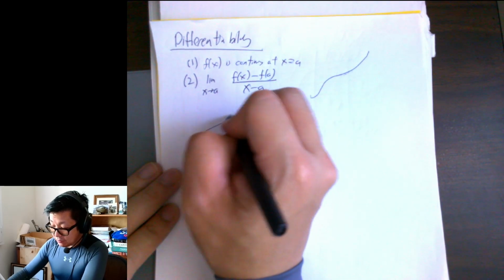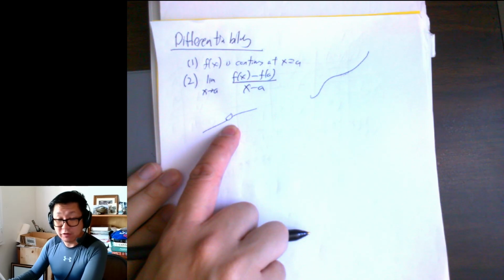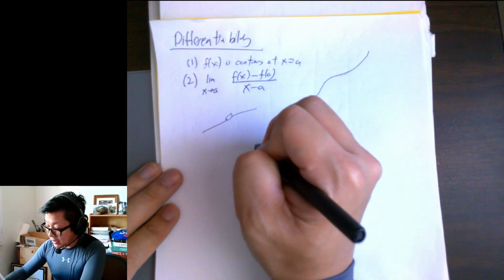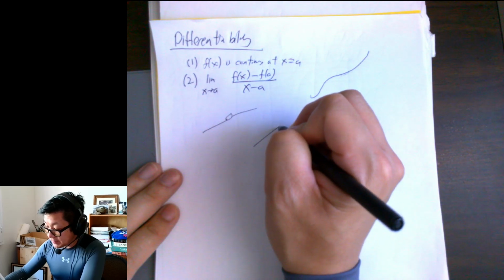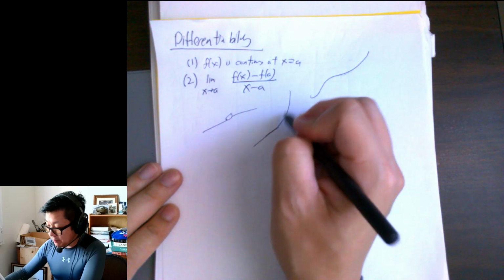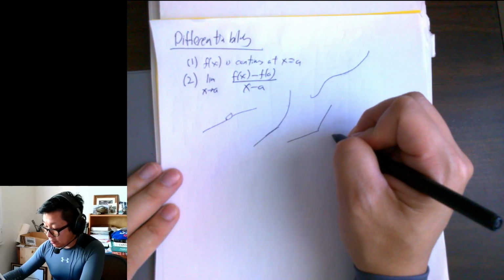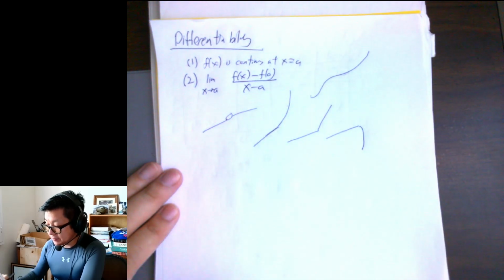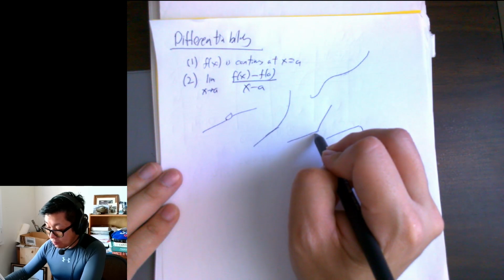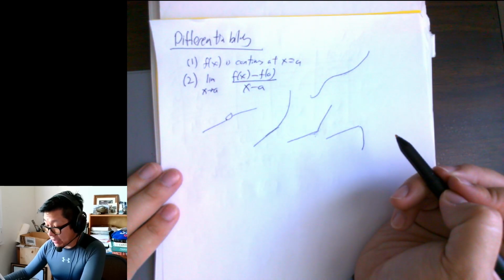So if it's not continuous, we cannot define a slope here. We cannot define a slope or any later derivatives. If it is continuous, but the slopes don't match, then it's not differentiable. You end up with, well, let me draw a little better one. You'll end up with a corner, or perhaps a cusp. Even though it's continuous, the slope as you're approaching that point from the left is not the same as the slope as you're approaching it from the right.